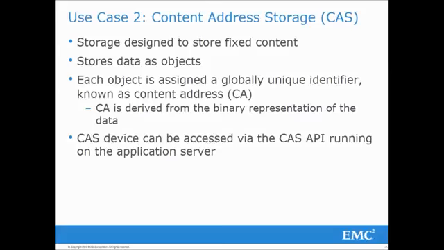CAS is an object-based storage device designed for secure online storage and retrieval of fixed content. CAS stores user data and its attributes as an object. The stored object is assigned a globally unique address known as a content address, or CA. This address is derived from the object's binary representation. CAS provides an optimized and centrally managed storage solution.